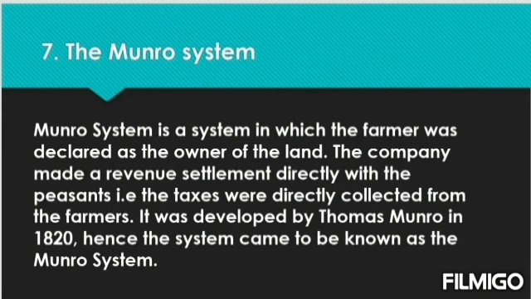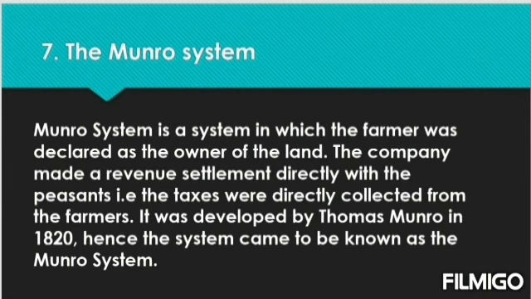It was developed by Thomas Munro in 1820. Thomas Munro was a governor of Madras in 1819. Hence, the system came to be known as Munro system, otherwise known as Ryotwari system. So, Ryotwari system was a new system introduced by Thomas Munro in 1820.